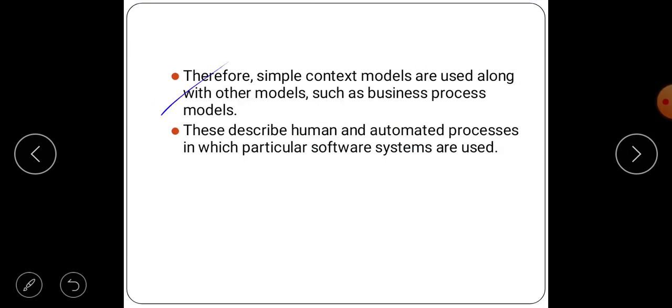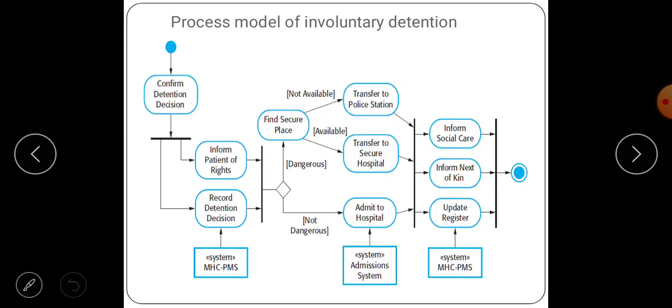Next, therefore simple context models are used along with other models such as business process models. Means we can also use these context models with other models such as a business process model. This describes human and automated processes in which particular software systems are used. And the process model.